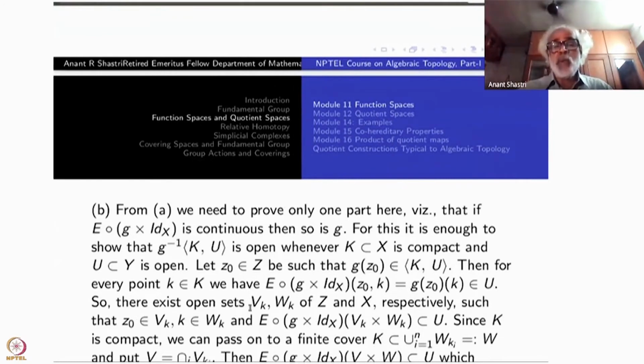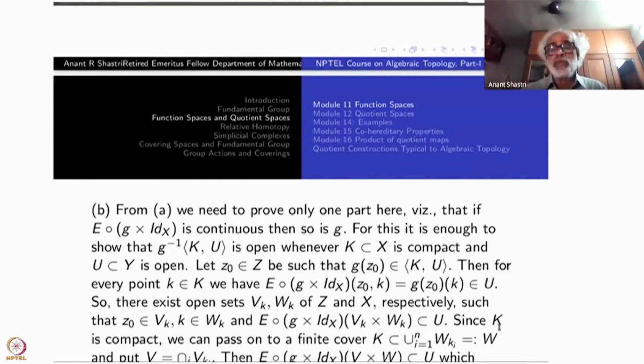So there exist open sets Vk, Wk of Z and X, because it's a product, right? A neighborhood here and a neighborhood here respectively, such that Z0 is in Vk, k is in Wk, and E of this product is contained inside U. If a point goes inside this one, since the composite is continuous, the entire function operating on a neighborhood is contained inside U. This is the continuity of E composite G cross identity.